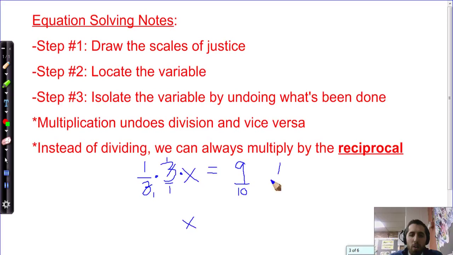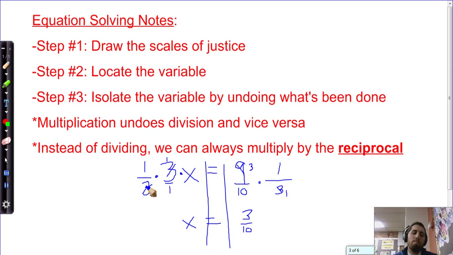So x in this case would be equal to, again, if we multiplied the left by the reciprocal, we have to multiply the right by the reciprocal. Multiply both sides by the reciprocal. We'll be left with x is equal to, and in this case, if you remember your multiplication of fractions, top times top is 3, bottom times bottom is 10.